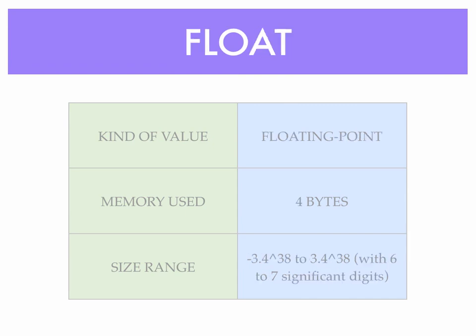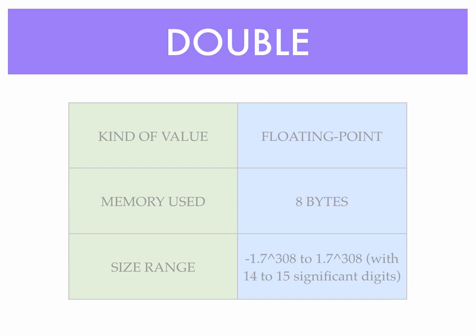A float, 4 bytes, will hold numbers that are -3.4 to +3.4, moving that decimal 38 points in either direction, with 6 to 7 significant digits. A double will hold, again, a floating point number. It will use 8 bytes of memory and will hold numbers from -1.7 to +1.7, moving those decimal points 308 positions, and this will hold 14 to 15 significant digits.